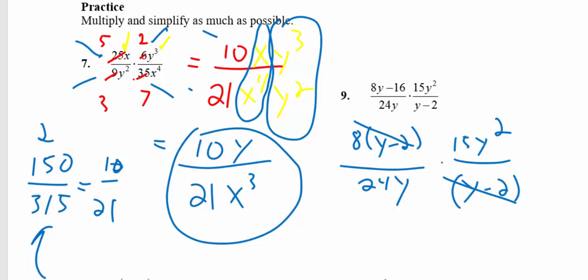Okay, now again, you could cross-cancel the 8 and the 24, the 15, or you could multiply 8 times 15 and then reduce at the end. All right, so this time I'm not going to cross cancel. I'm going to multiply the 8 times 15, which is 120.